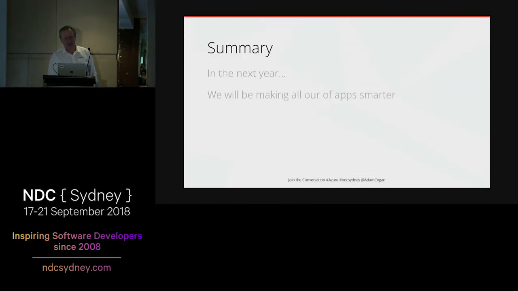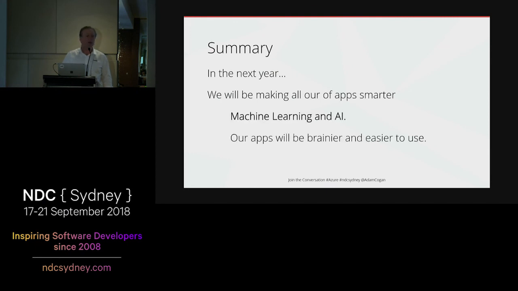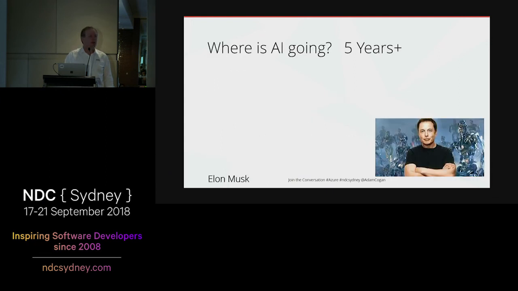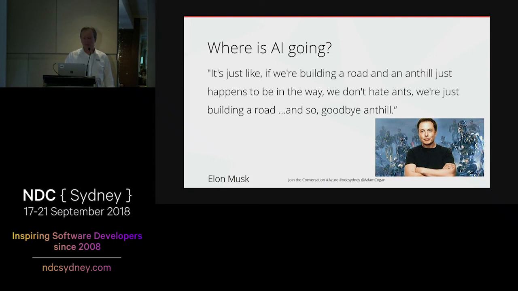So in summary, what will we be doing in the next 12 months? Making our apps smarter. We'll be doing more machine learning and AI. We will be deploying them with containers. There's lots and lots of other people saying where this is heading after 12 months. I don't know. But Elon Musk says it could create an immortal dictator, which we'll never escape. And he said it's just like if we're building a road and an anthill just happens to be in the way. We just destroy the ants. We don't hate ants. We're just building a road.